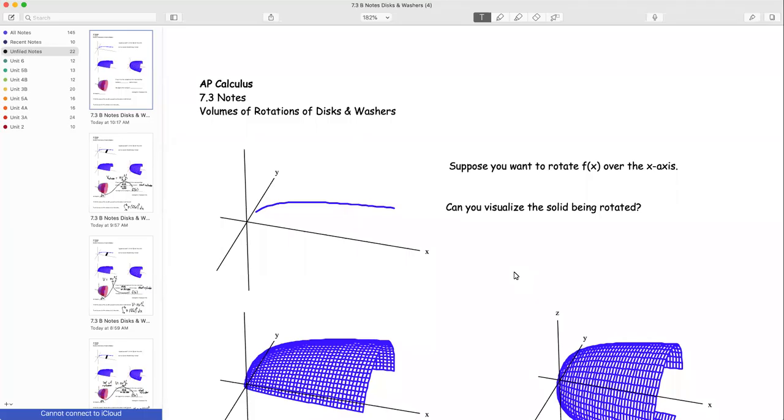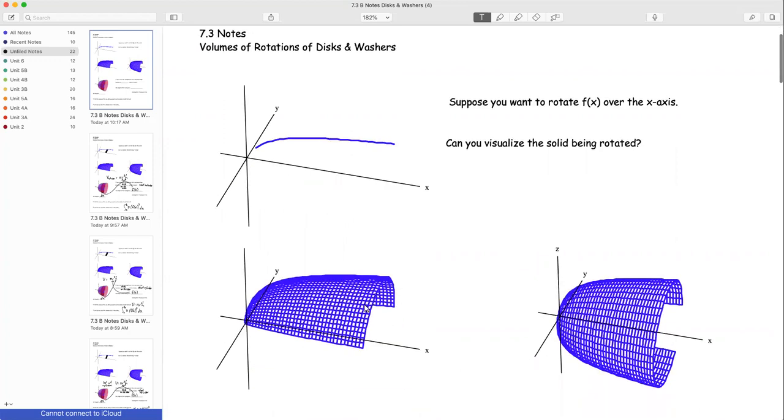So we have a function. We have a function in the first quadrant here. I want you to visualize for a second. We take this line and we rotate it about the x-axis. Okay, so when we do that, it will make a shape, something like what you see here.